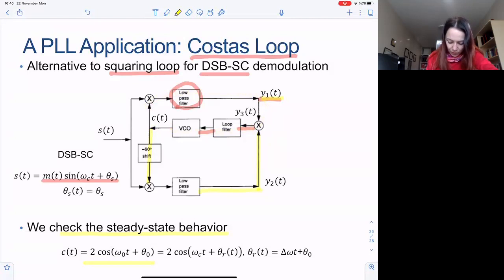Theta 0 can also be expressed in terms of the carrier frequency WC as WC plus theta R. So there's a time varying phase here that is formed of a linear phase plus a constant theta 0.